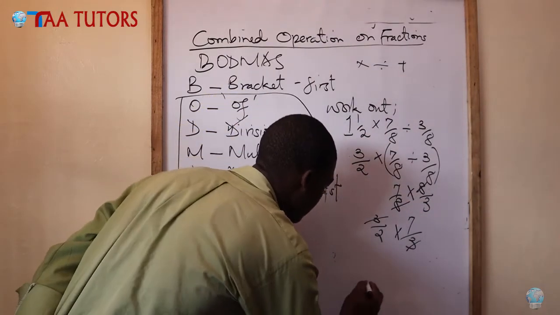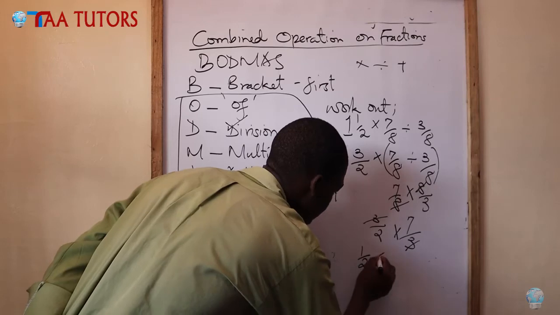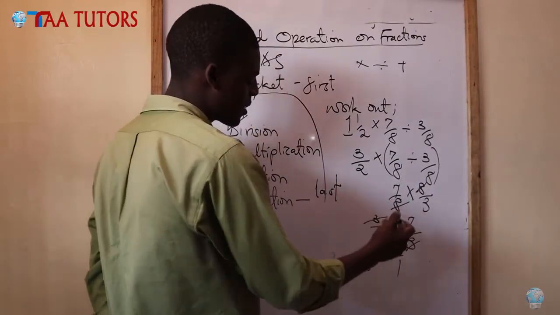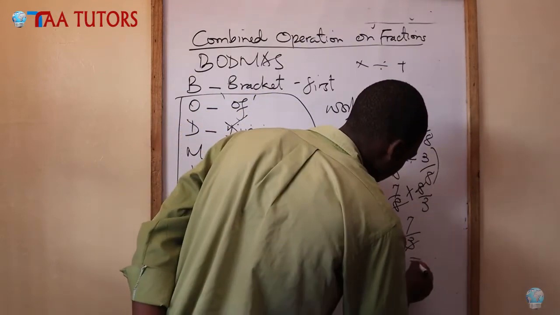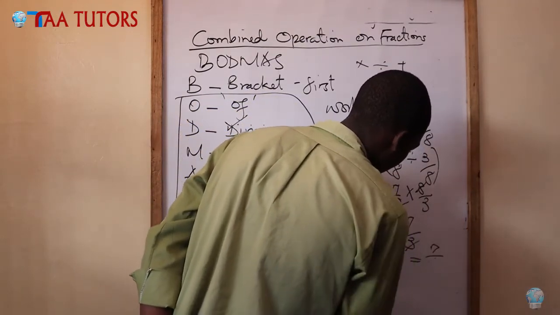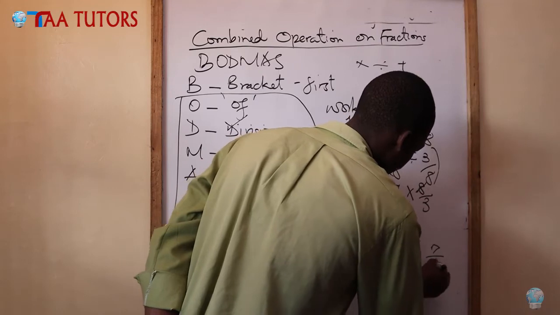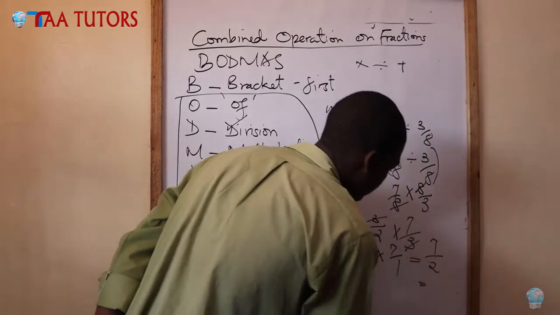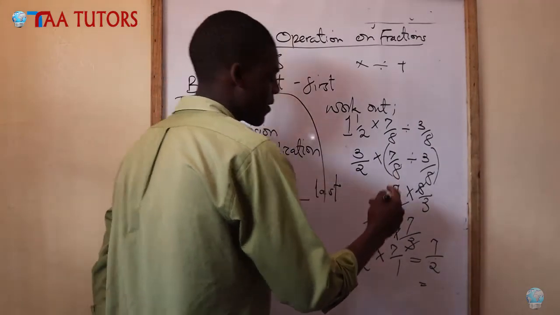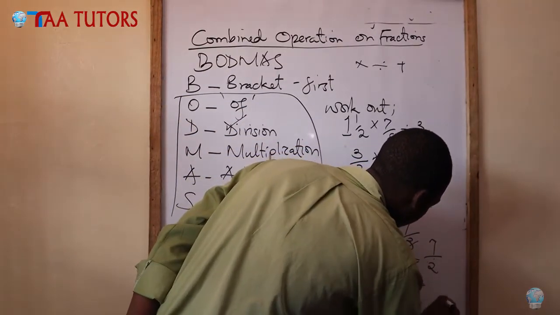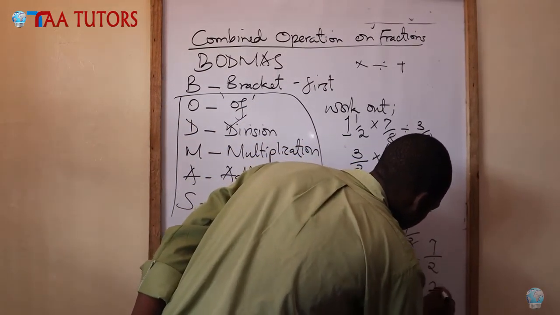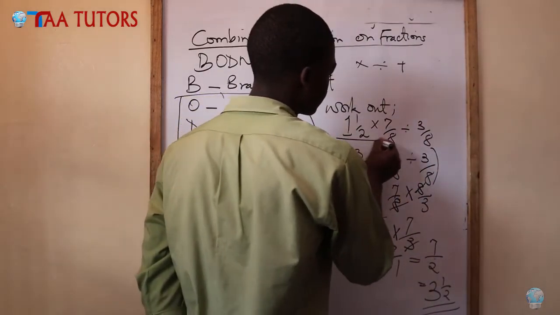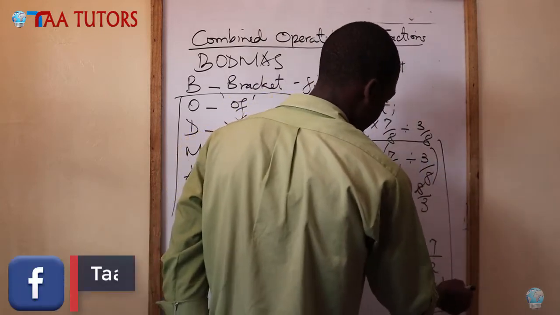So I will have 1 over 2 times 7 over 1. Numerator separately, denominator separately. So I'll go ahead and have 1 times 7 over 2 times 1. This one, as we know, is an improper fraction. So we move down there to write the mixed fraction now. That will be 3, which is 6 and a half. So this operation here, this is the answer.